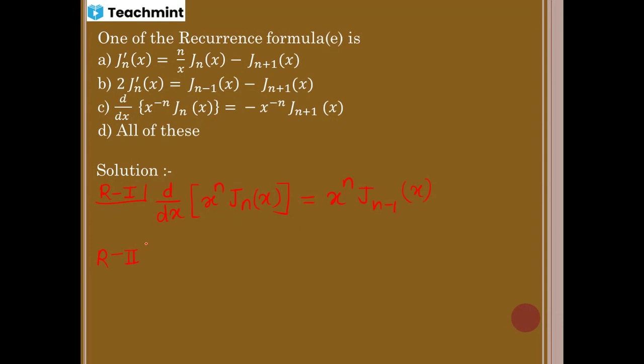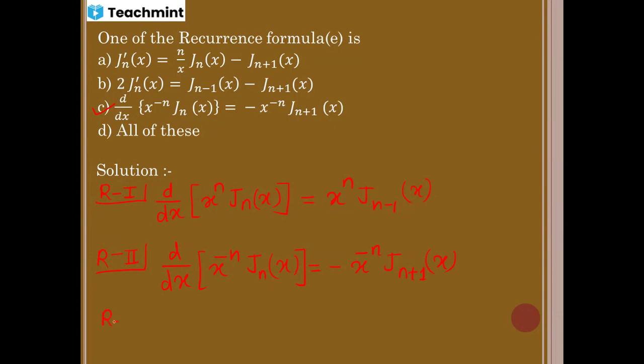So the second recurrence relation is nothing but the derivative with respect to x of x raised to minus n Jn of x is equal to what we have? Minus x raised to minus n Jn plus 1 of x, right? So this we find in option number C. You can observe option number C, right? So recurrence relation 2 is given in option number C.